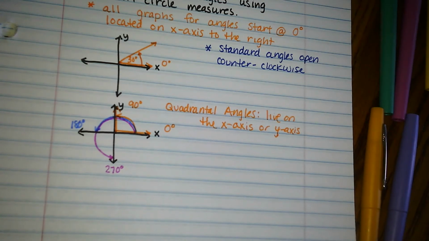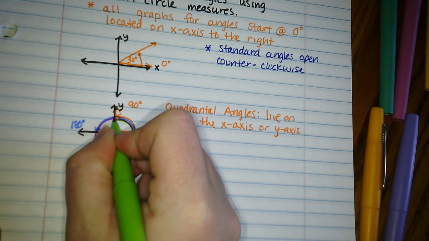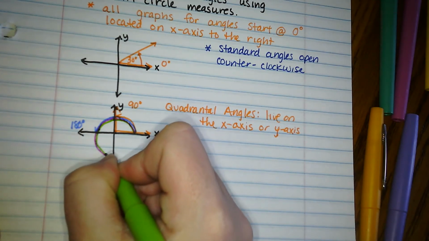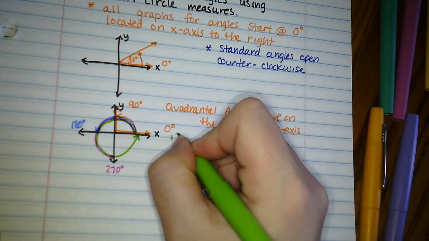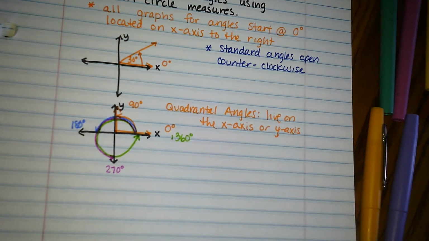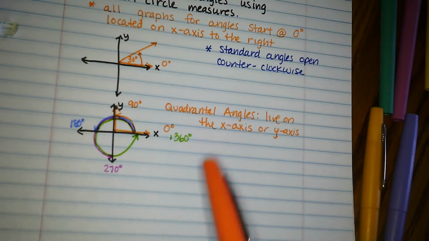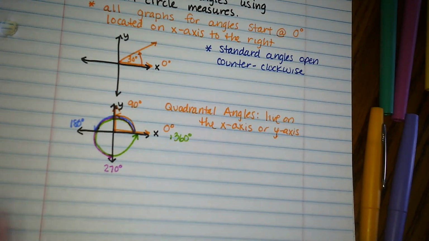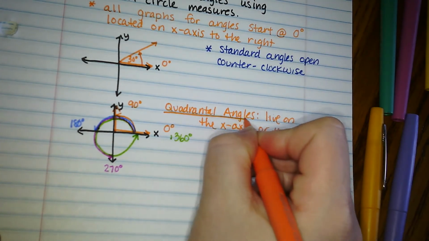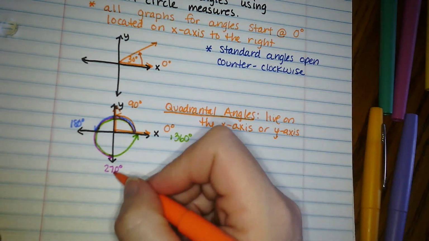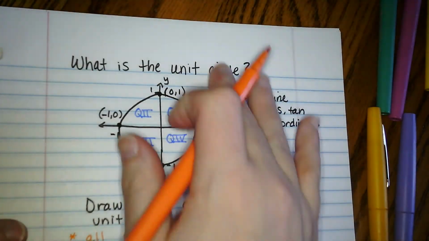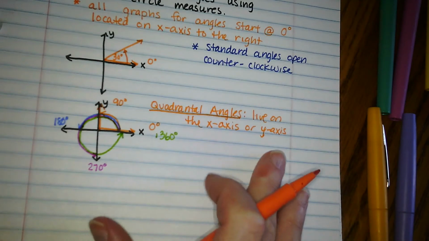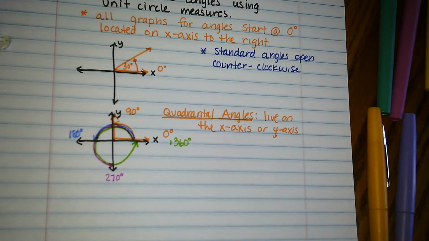And then, of course, if you take this thing and you go full circle all the way around, there's 90, there's 180, there's 270, and then you keep going and you finish, that is when you have a 360-degree angle. And all of these angles that I just wrote down, 0, 90, 180, 270, 360, are called quadrantal angles because they live on the x-axis or y-axis. Now what we're going to do is take this diagram and put it together with this diagram, because what we need to know now is how all this works.